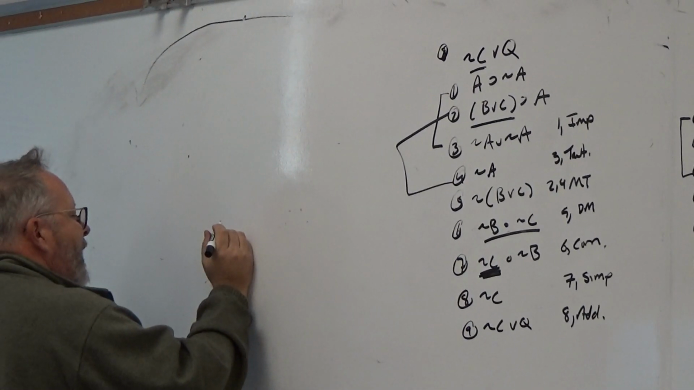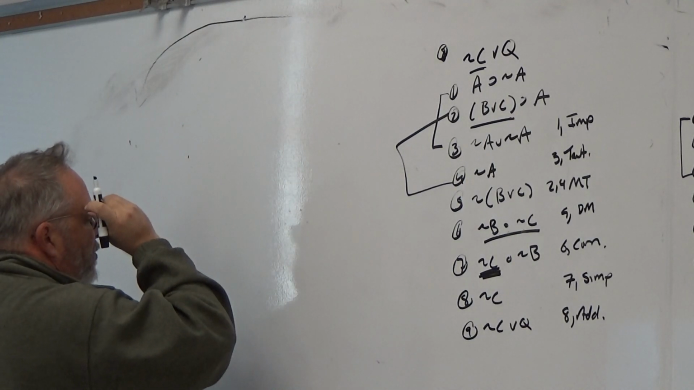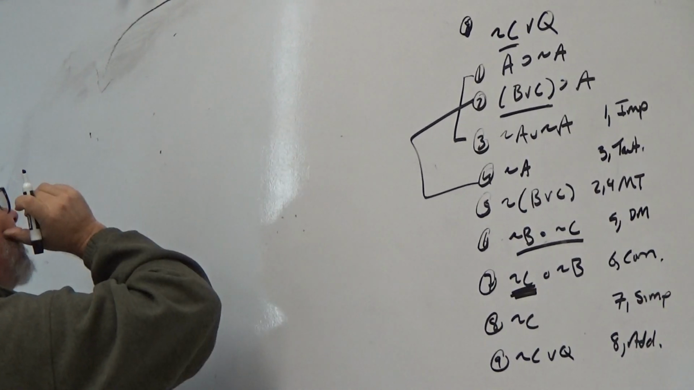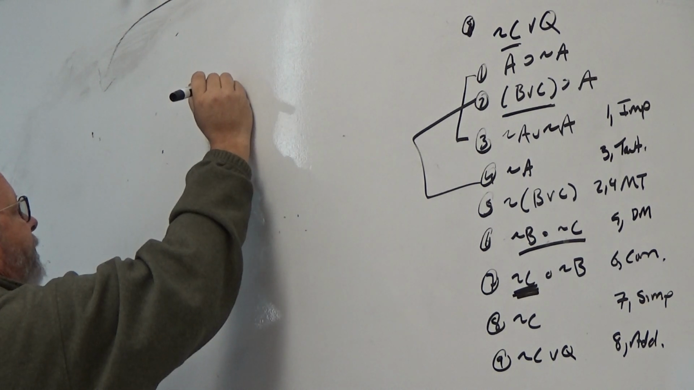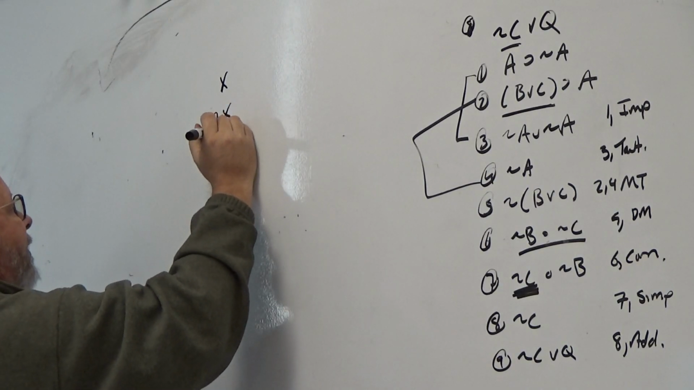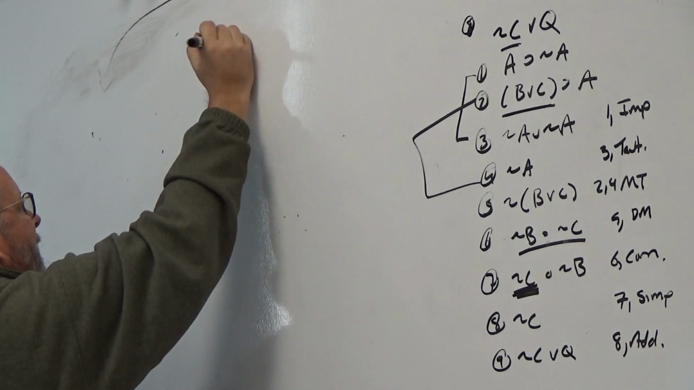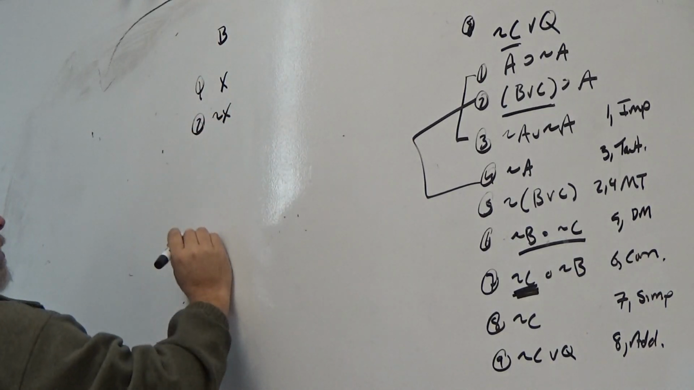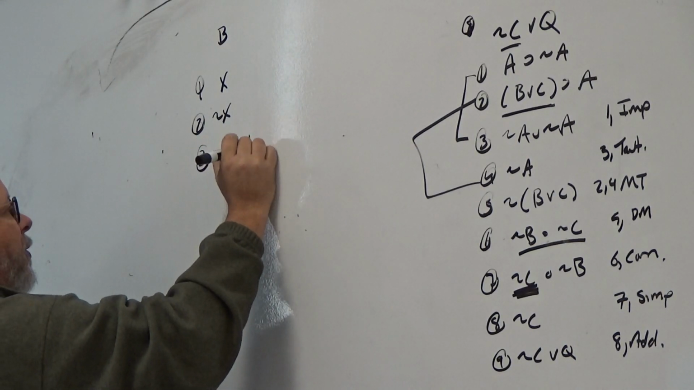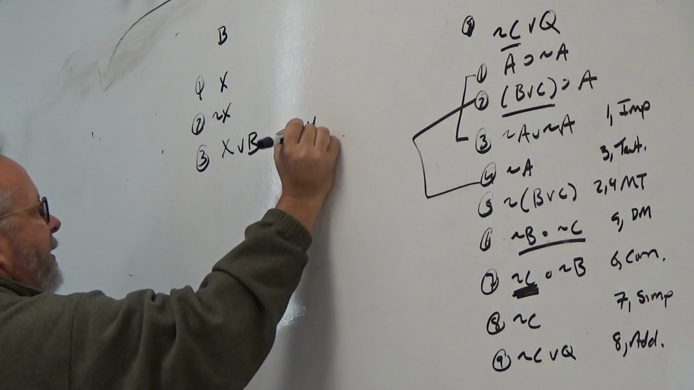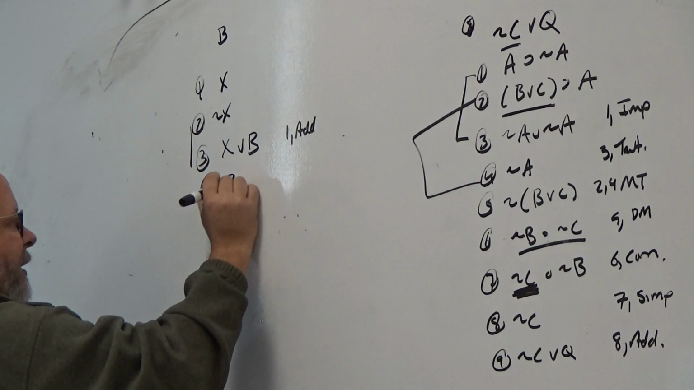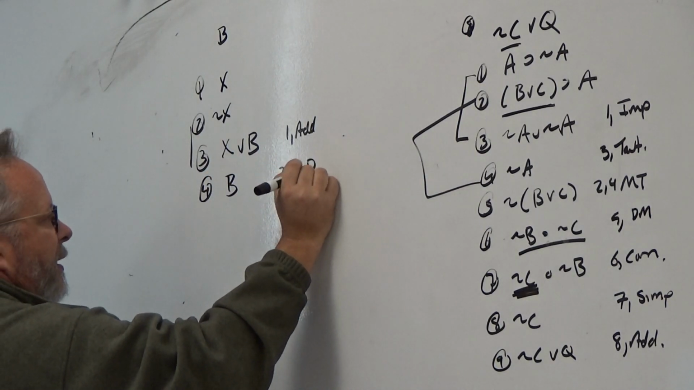But suppose that you need to isolate something new. Let's suppose we have X and not X, and we have to get to B. Okay, 1 and 2. Well, 3, X or B from 1 by addition, and now look at 2 and 3. Disjunctive syllogism gets me B, 2 and 3 DS.